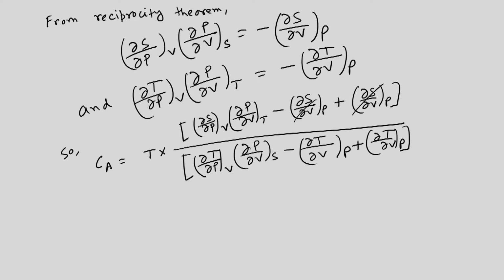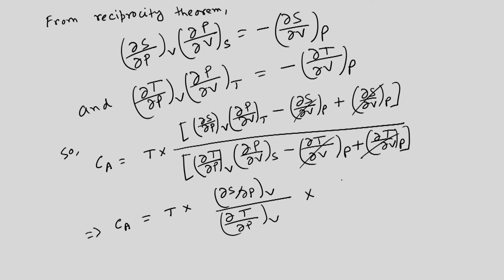at constant volume times del P by del V at constant S minus del T by del V at constant pressure plus del T by del V at constant pressure. So, they get cancelled here. So, we get Ca equals T times del S by del P at constant volume by del T by del P at constant volume times del P by del V at constant temperature by del P by del V at constant S.